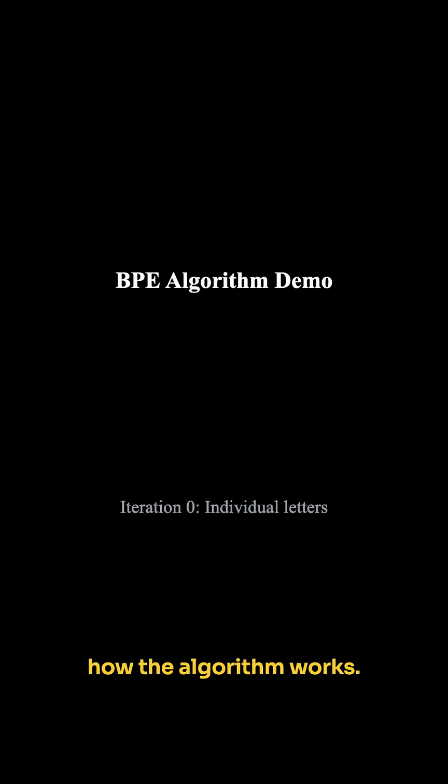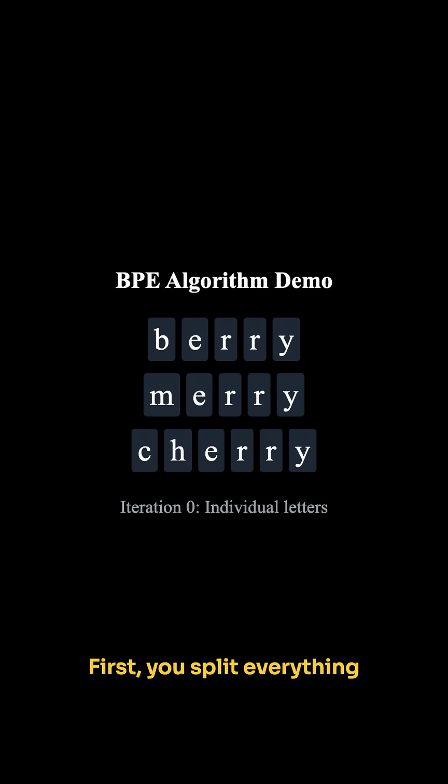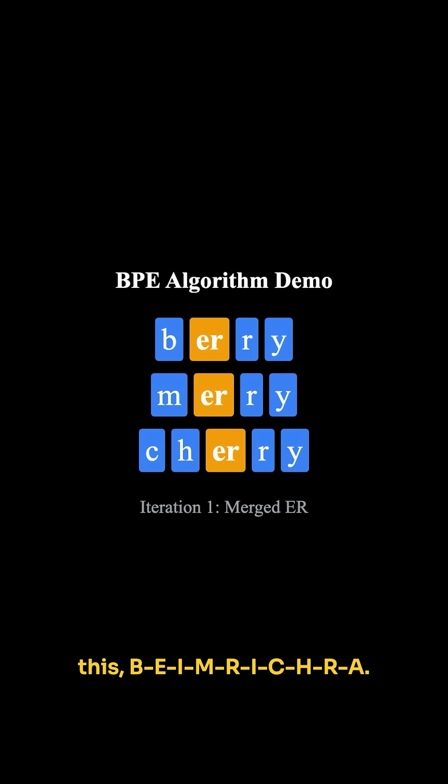Let me show you exactly how the algorithm works. We'll start simple with 3 words: berry, Mary, and cherry. First, you split everything into individual letters. Then you count which pair of letters appears together most often. In this case, the letters E and R appear next to each other in all 3 words, so we merge them into a single token called ER. Now our words look like this: B-ER-R-Y, M-A-R-Y, C-H-ER-R-Y.